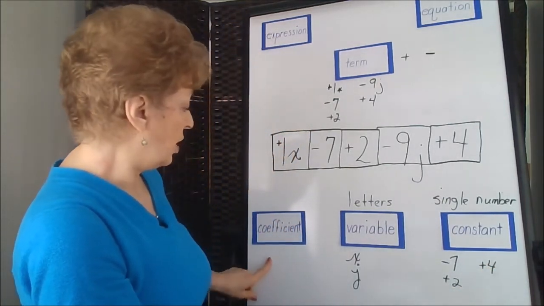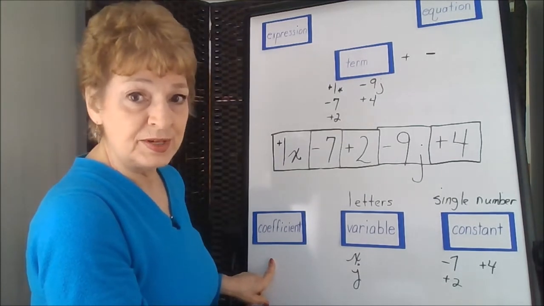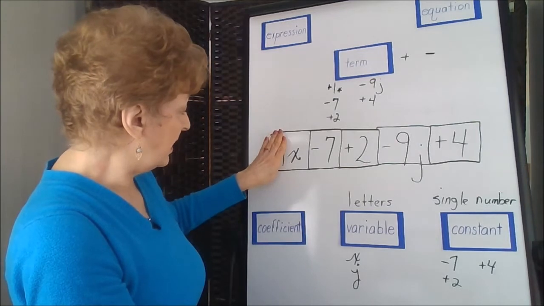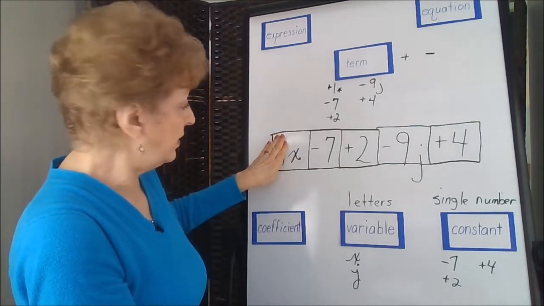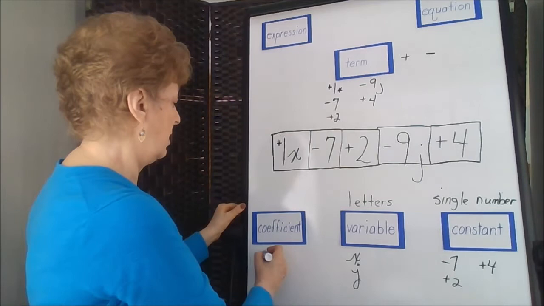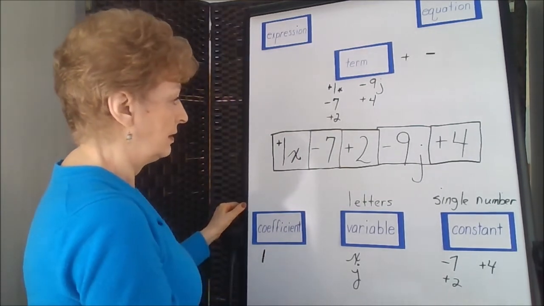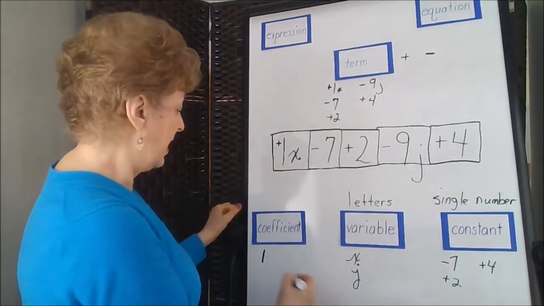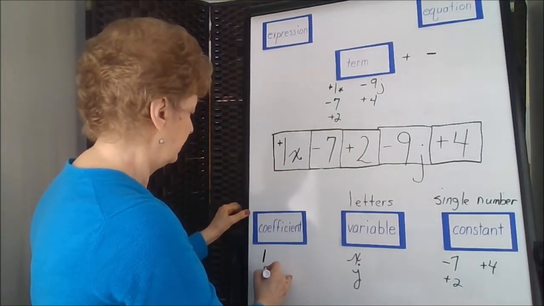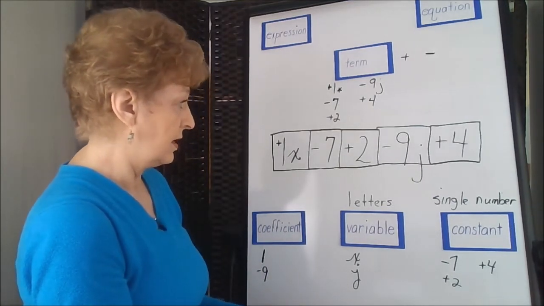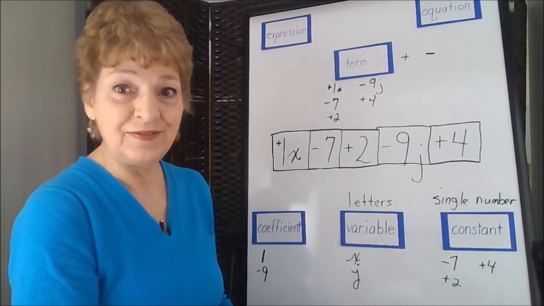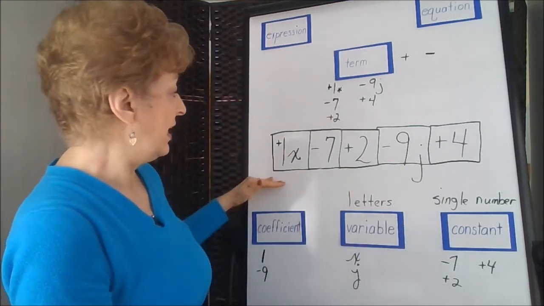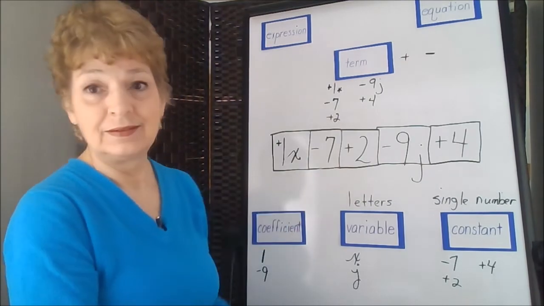Next, we're going to look for the coefficients. These are the numbers that come before the letters. Whenever we had just a single letter, like we did starting out here, we understand it to be a coefficient of 1. And this one, this J, has a coefficient of a -9. And now you have successfully found the coefficients, variables, and constant in this 5-term polynomial.